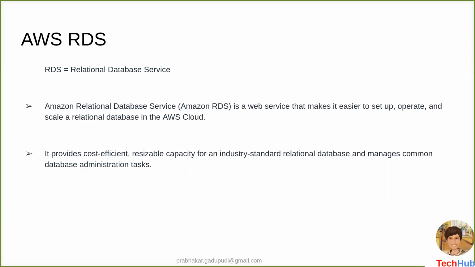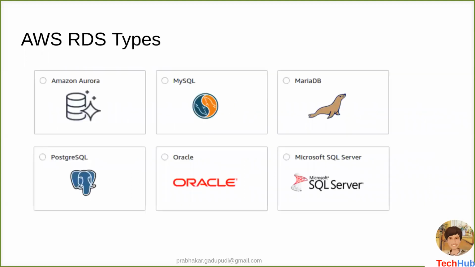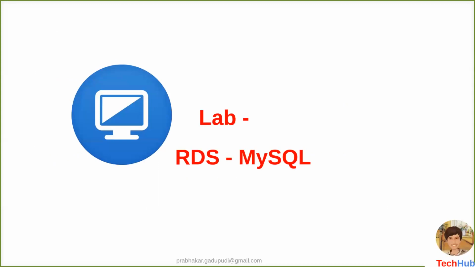And this RDS is available in 6 different types. So we can create 6 different types of databases in Amazon RDS. One is Amazon Aurora, and then PostgreSQL, MySQL, Oracle, MariaDB, and Microsoft SQL Server. Let's check in the lab how to create a MySQL database and perform some SQL operations on that.